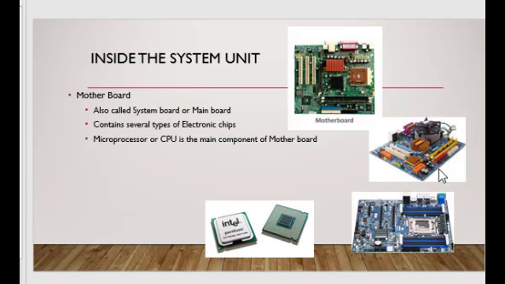The motherboard. The motherboard resides inside the system unit. It is often called the system board or main board. It contains several types of electronic components and its circuitry. You can see slots for the RAM, the processor with its cooling fan, graphic cards, etc. in the picture on the slide. The most important electronic component of the motherboard is the processor. We shall discuss it in the next slide.